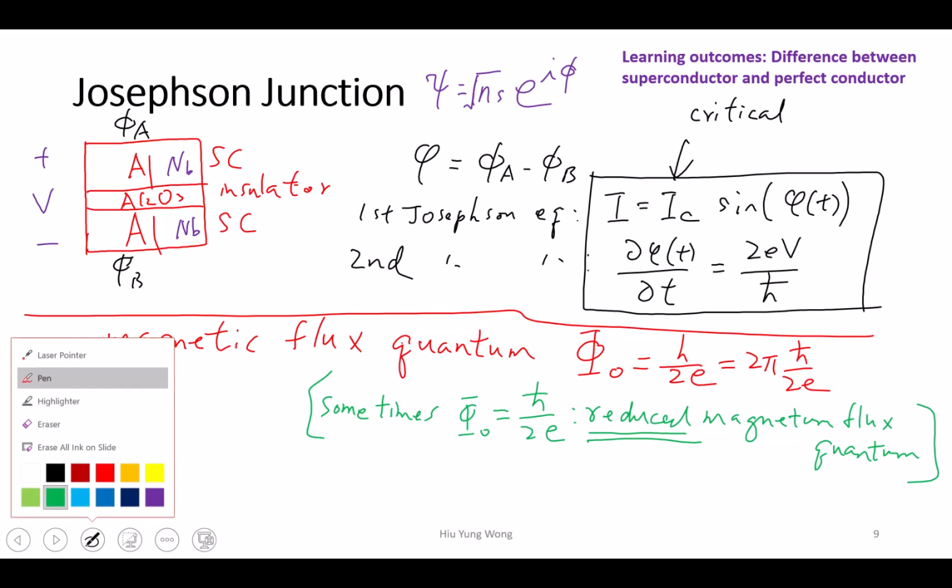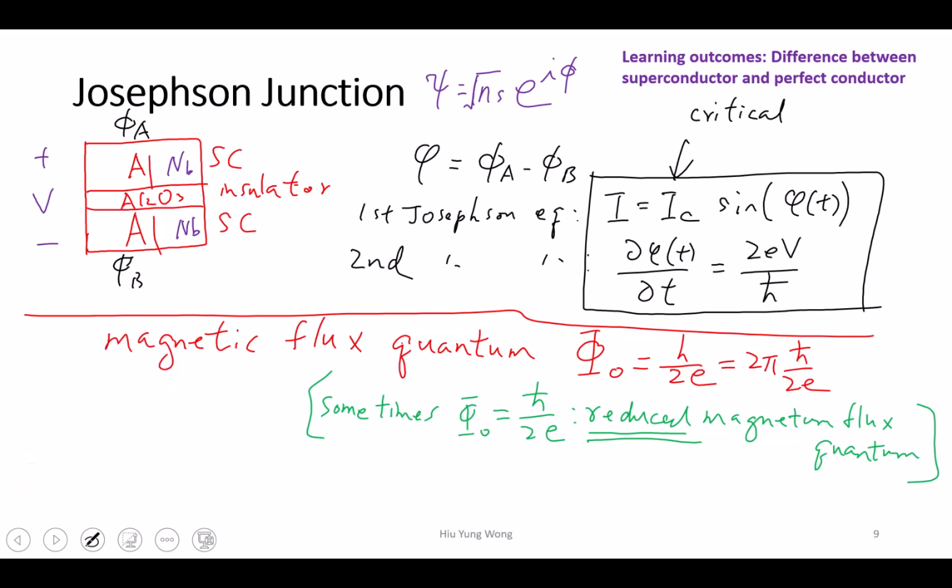Professor? Yeah. When it says 2eV, that's not electron volt, right? No, yeah. This is the voltage. How about I call this V_AB? Then this becomes V_AB, the electron charge times the potential. It's not a unit. Yeah, very good. Not eV.